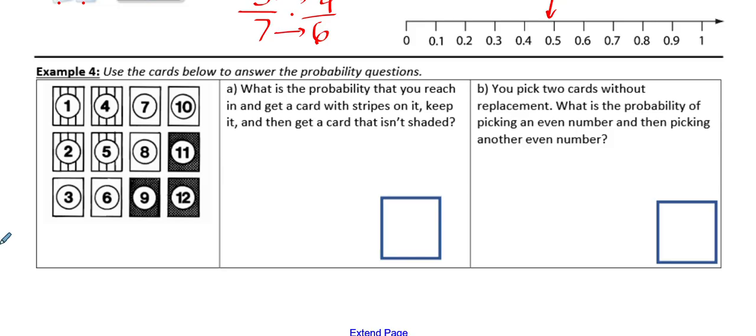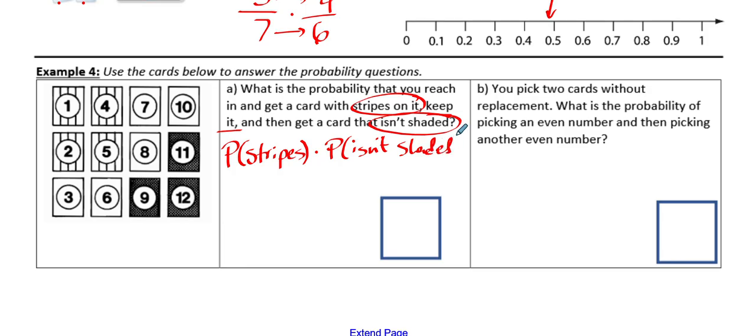All right, last example. We have these 12 cards with different patterns on them. What's the probability that we reach in, get one that has stripes, we keep it, and then get one that isn't shaded? All right, so the probability that we get one that has stripes times the probability that we get one that isn't shaded. So, chance that we get a stripes, 1, 2, 3, 4 out of 12. Chance that we get one with stripes is 4 out of 12. We're keeping that first one.